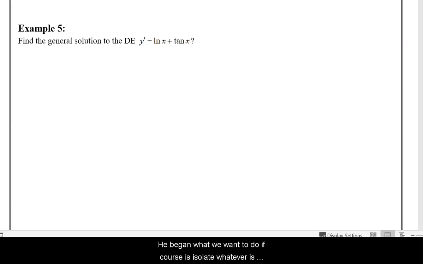To begin, what we want to do, of course, is isolate whatever is the highest order of the derivative that we have in the equation at that moment. We only have y prime, and it's already isolated, so we're good to go. In order to complete this, what we want to do is take the antiderivative of both sides of the equation. Now, when we do this, we are technically integrating both sides of the equation with respect to the independent variable, which is, of course, dx.